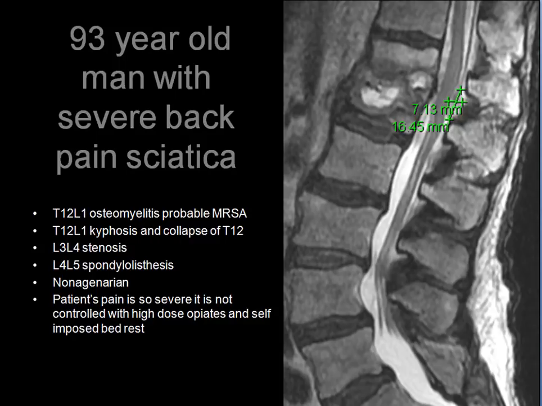So this is your problem. 93-year-old, he can't move. He said, I can't live like this. He can't even transfer in bed. He's bedridden. Got kyphosis, a fracture, infection of the whole L1 body. Mind you, L3-4 is severely stenotic as well. You have some L4-5 spondylolisthesis. He's 93, and his back pain is so severe he can't move. So what would you do for this guy?